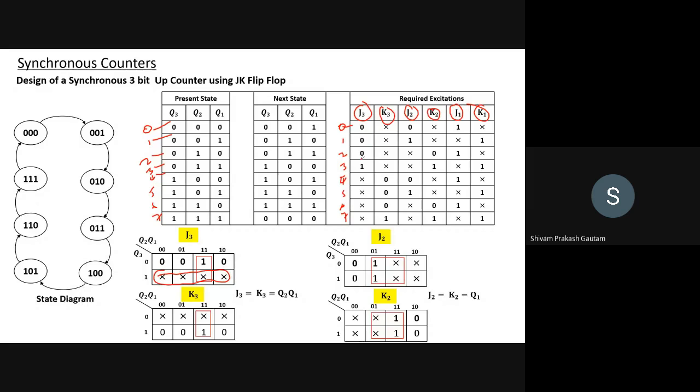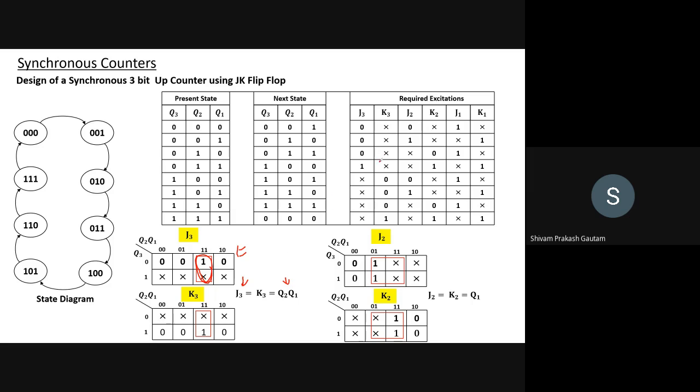And 1 is there only at 3. This is for J3 and it has been shown here. Right? So this filling you can do. This is very easy. Now you have to map. Since there is only one 1, you can map in this way. And when you map this, you will get the expression for J3, which will be Q2 multiplied by Q1.